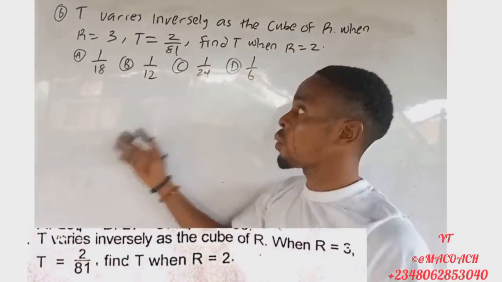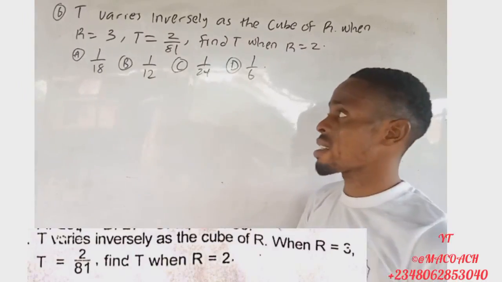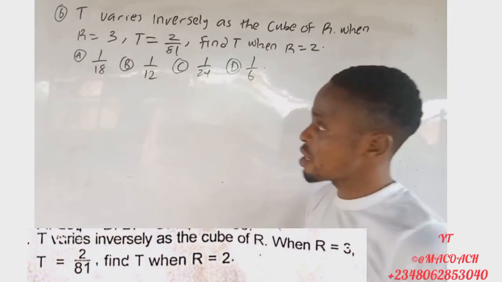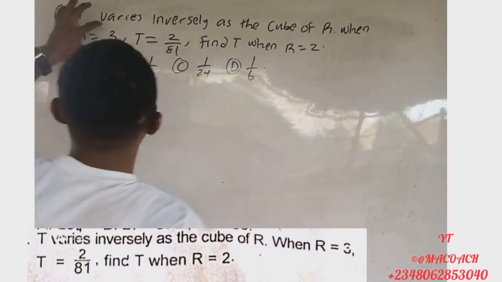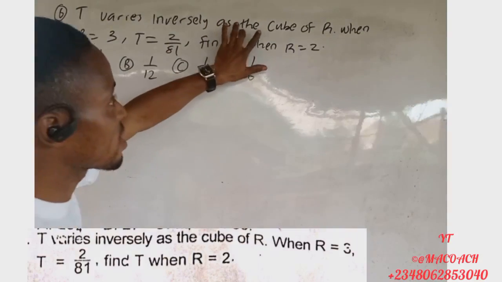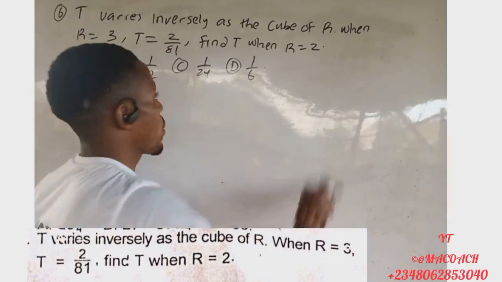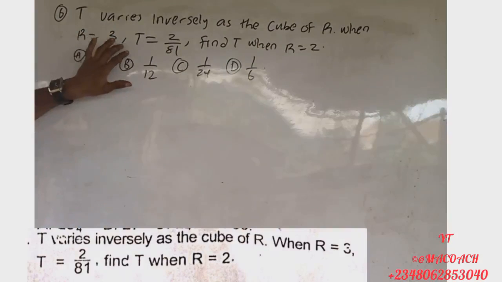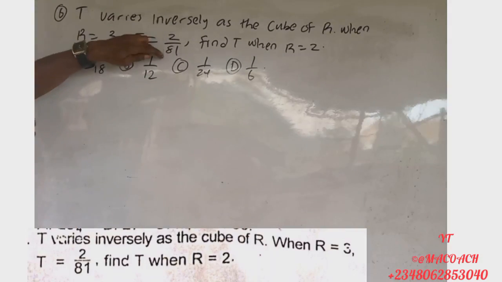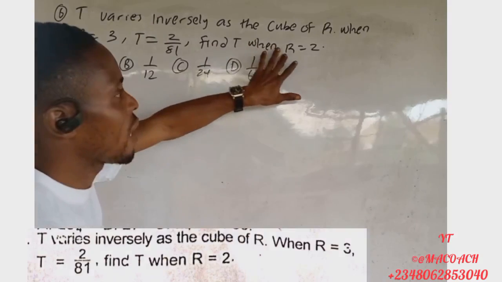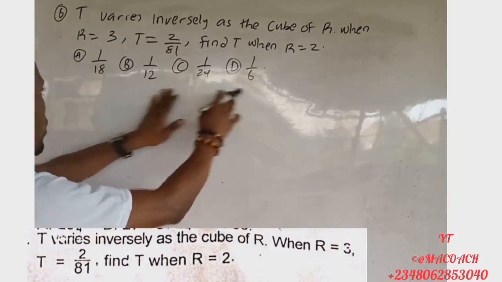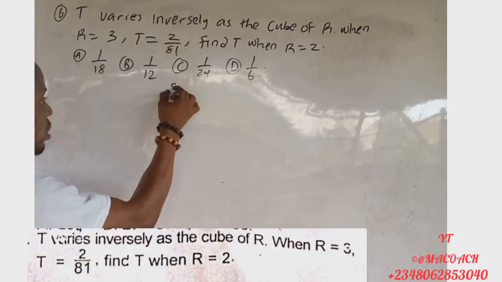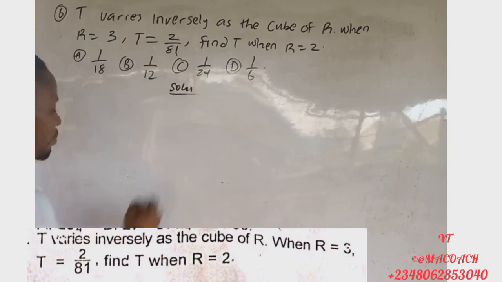Alright guys, this is question 6 for today's mathematics class. Okay? In this question 6, we are told that t varies inversely as the cube of r. When r is equal to 3, t is equal to 2 over 81. Find t when r is equal to 2. Here we have our options. So let's look for the solution now.